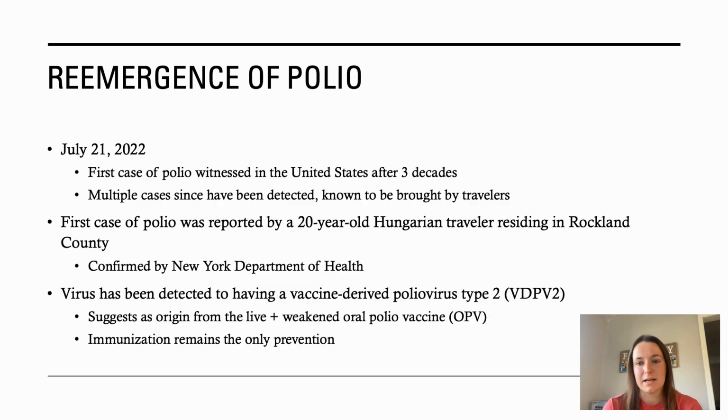This virus has been detected to have a vaccine-derived poliovirus, which is type 2. This suggests that the origin from the live OPV vaccine just wasn't quite getting the poliovirus eradicated, and is more of a hybrid. Again, immunization with the shot is the best case to prevent poliovirus from continuing.